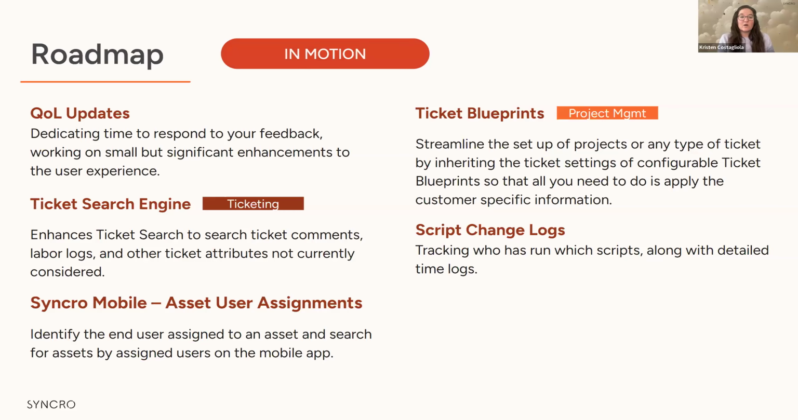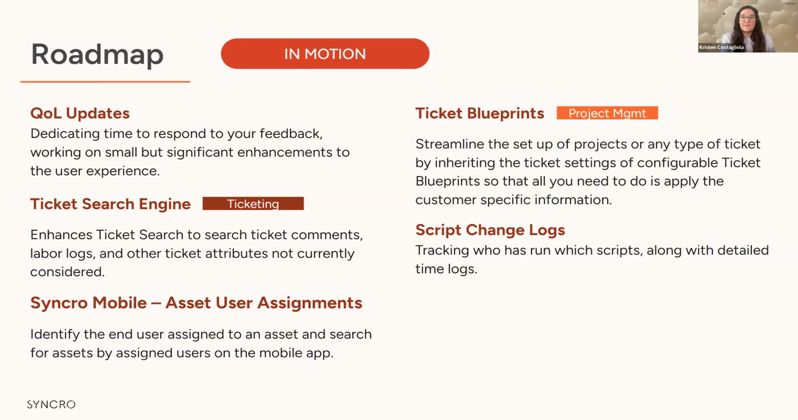We have kicked off some work on a new ticket search engine. Our goal is to update our ticket search so that you can search ticket comments, labor logs, and a ton of other ticket attributes that you can't actually search today. So you'll see that started and kicking off. We also, in our mobile app, you'll see asset user assignment. So you'll be able to see the end user assigned to a specific asset and search for assets based on those end users.